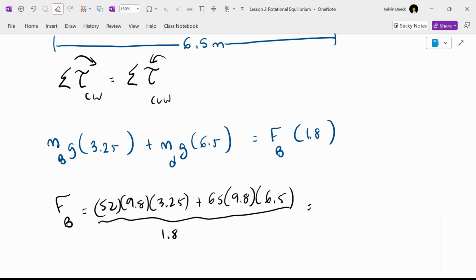What do you get? Anyone else? Newtons and up if they wanted a direction. Store the number on your calculator. Are we done? No. What other force did they want me to find? A. Okay.